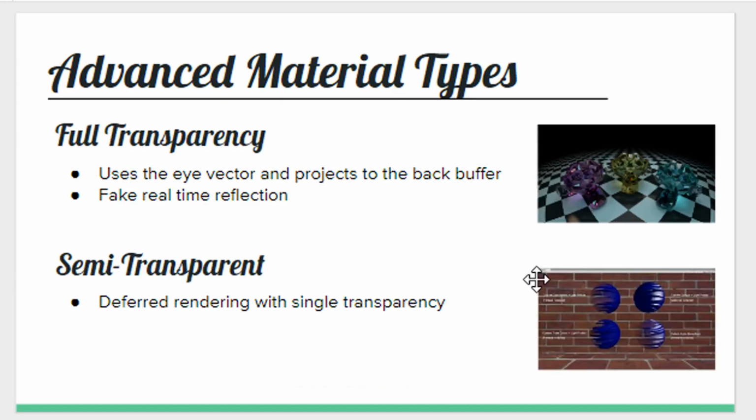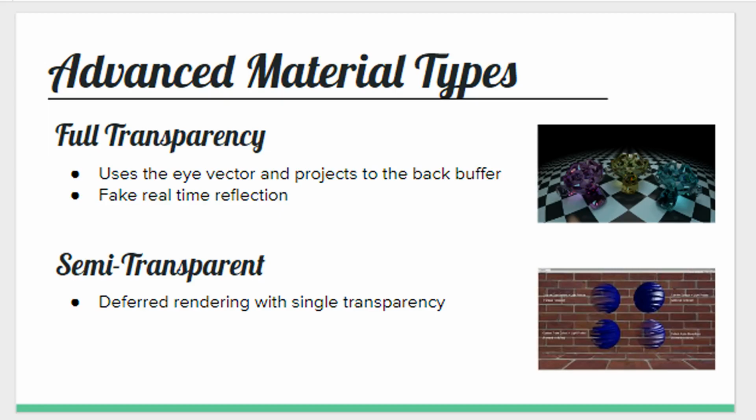There is full transparency that uses the full eye vector and projects to the back buffer and uses fake real-time reflection. It's supposed to give the air that we actually have glass within our game while not actually being glass. An example here was the monkeys that have been applied full transparency and look very glass-like with color applied.